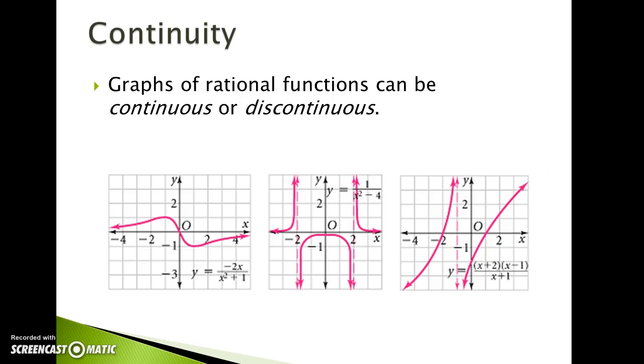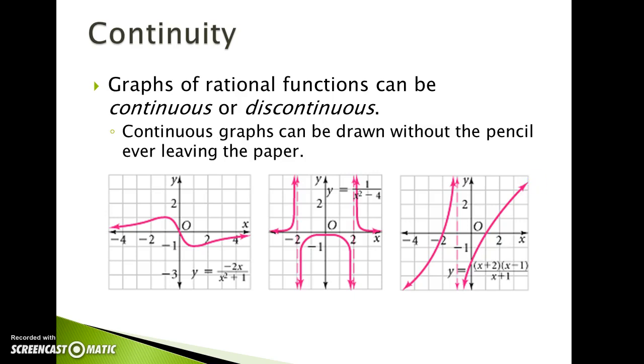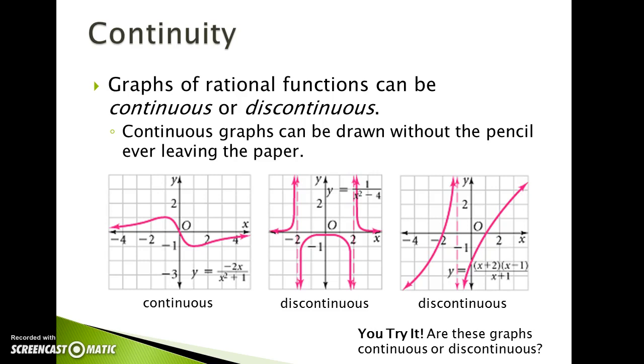Rational function graphs have this idea of continuity. And graphs of rational functions can be continuous or discontinuous. If it's continuous, that means that you could draw the entire graph without lifting your pencil from the paper. So if we look at these three graphs here, go ahead and you try it. Which ones do you think are continuous and which ones do you think are discontinuous? I'll give you a couple of seconds and then reveal the answers.